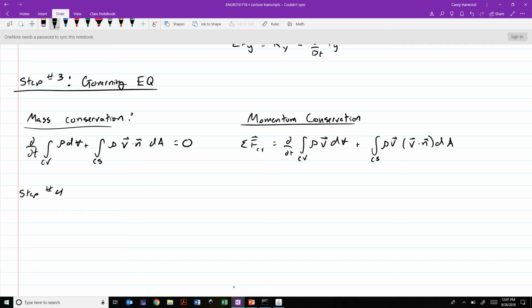Step number 4: assume and simplify. It's like our engineering version of divide and conquer. So, assumptions.